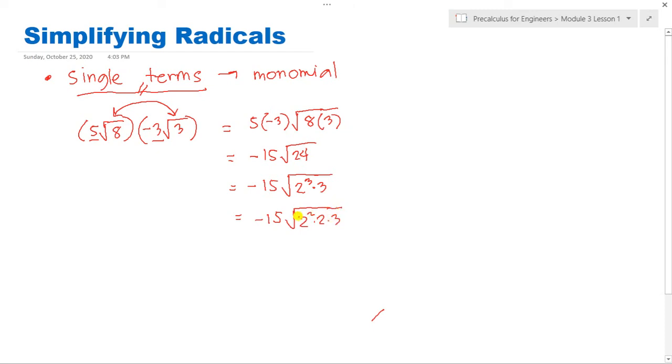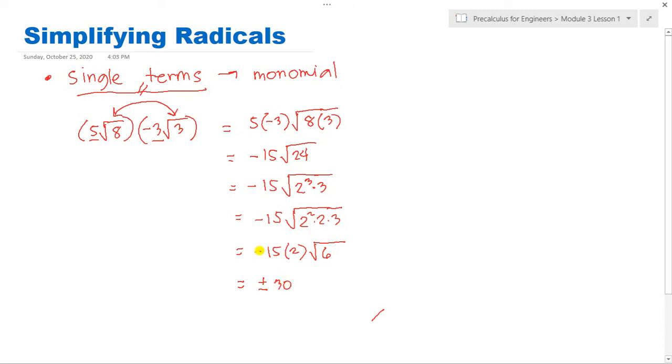And since meron na tayo ditong kapareho yung exponent tsaka index, ma-extract na yung 2 dito. So we have here negative 15 times 2. Then, what's left is 2 times 3, which is 6. So 6. Now in this case, we have two answers. It's either positive or negative. 15 times 2 is 30.